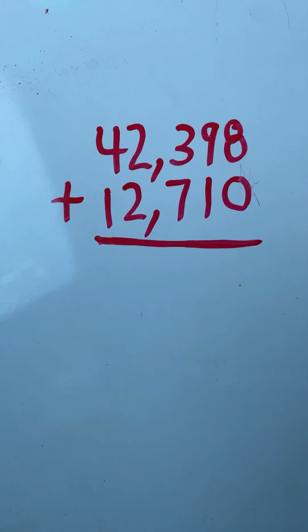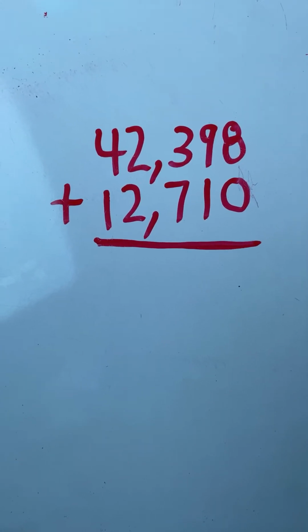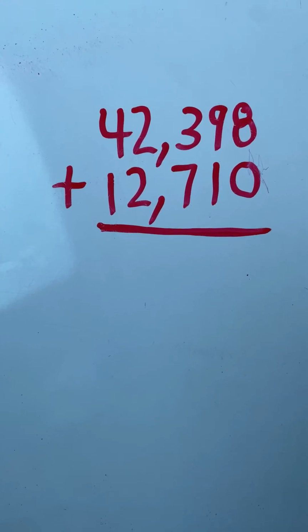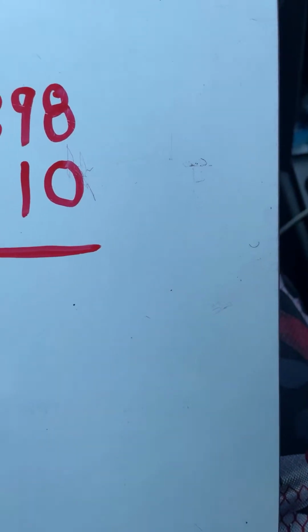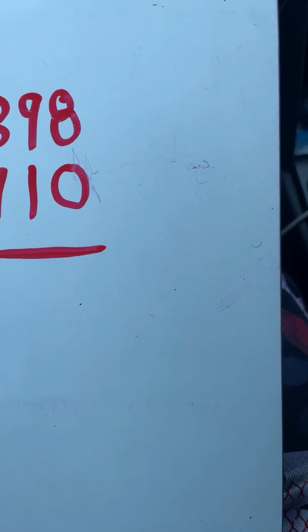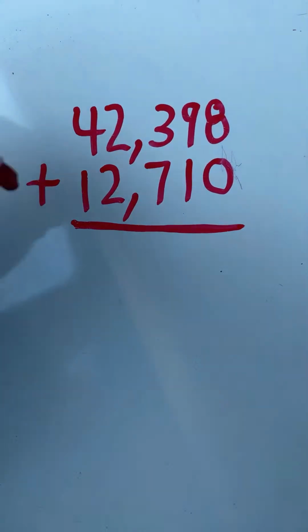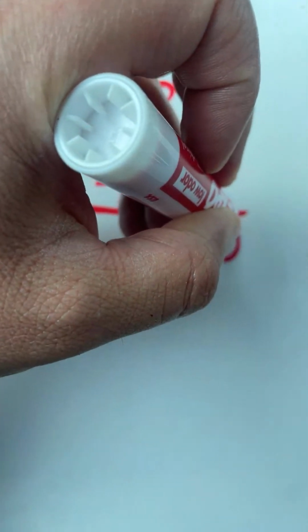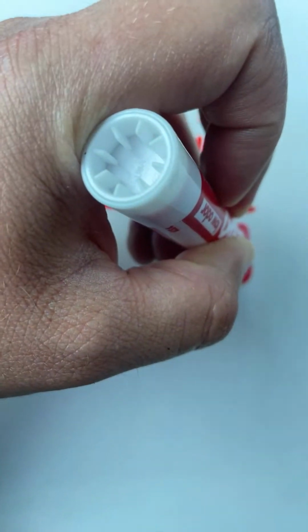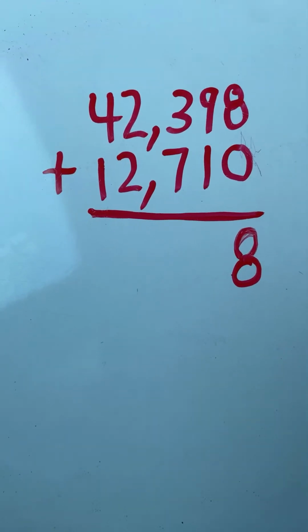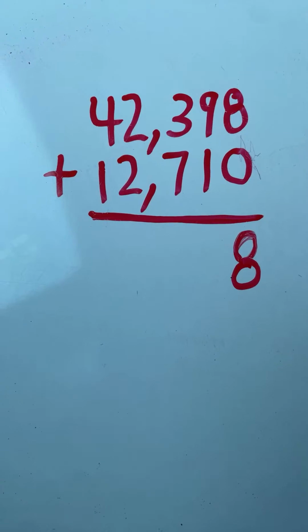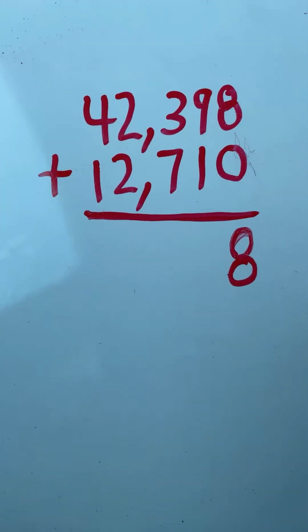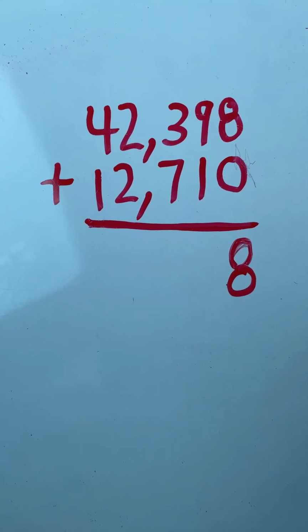So we always want to start with the digits all the way to the right. We always want to start in the ones place. So we're going to start out by adding 8 plus 0. 8 plus 0 equals 8. Now in the ones place, we do not need to regroup because anytime our sum is 9 or less, regrouping is not needed. We only regroup when our sums are 10 or more.